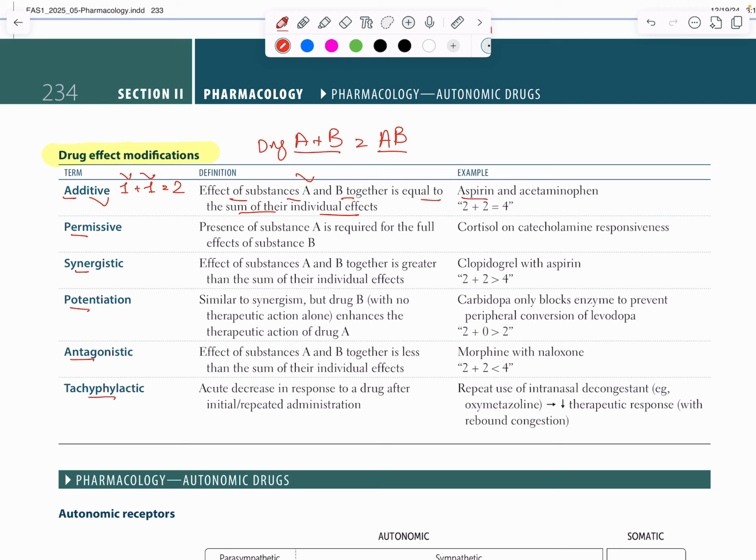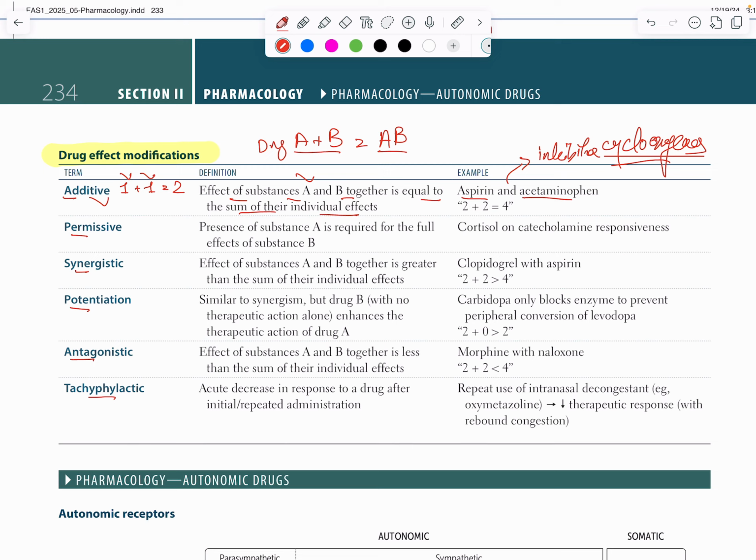We have the example of aspirin and acetaminophen. If you guys know, both drugs are inhibitors of what? Cyclooxygenase. Cyclooxygenase disrupts the pathway of arachidonic acid, and we mostly give both drugs together as a painkiller.